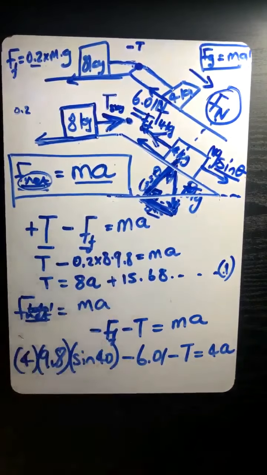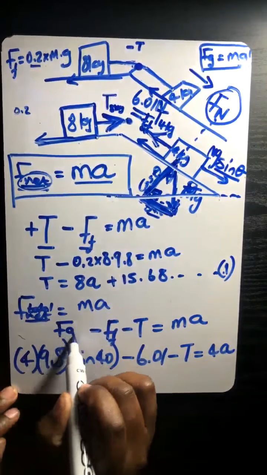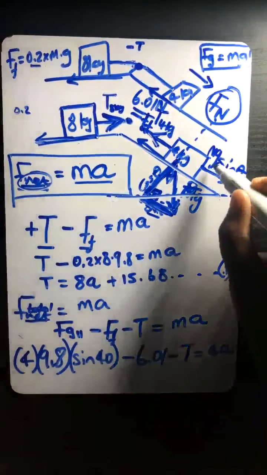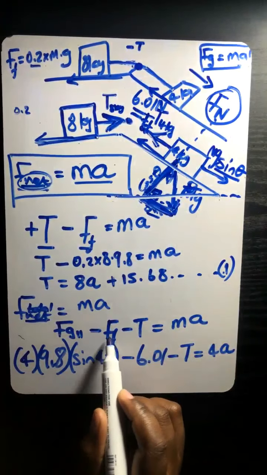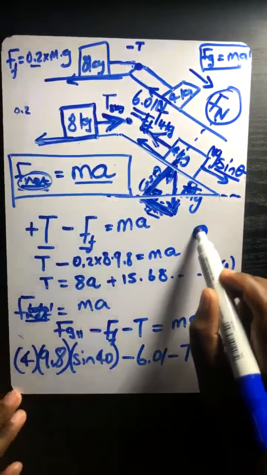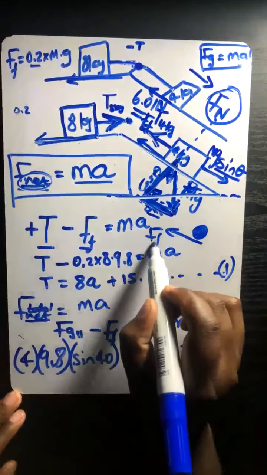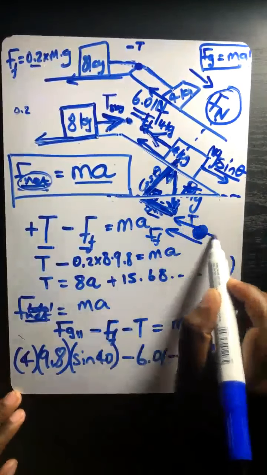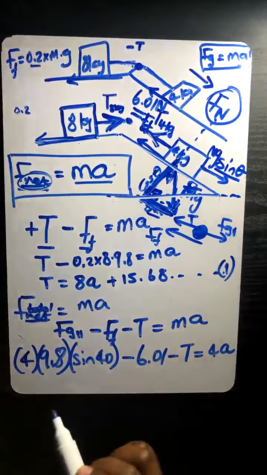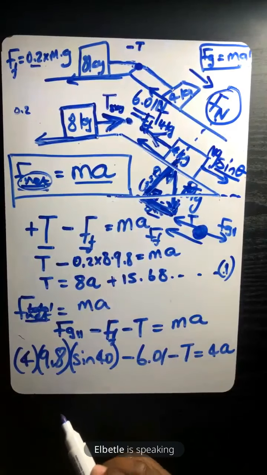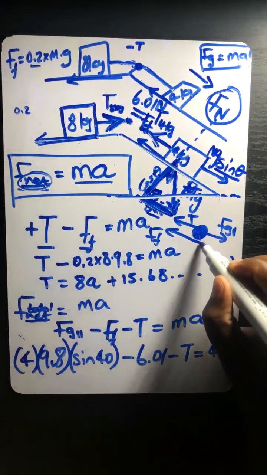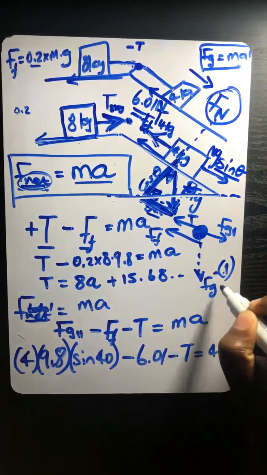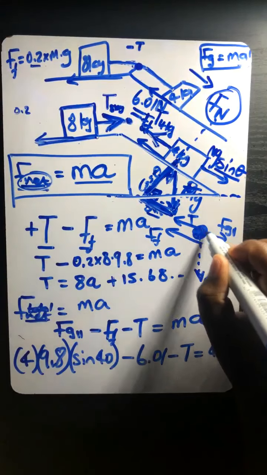Now, let me do this. So we know that FG parallel is that FG there. It's actually FG minus force of friction minus tension. So remember, for that 4 kg, we have frictional force in that direction. We have tension in that direction. We have a force of gravity parallel to the surface in that direction. Okay, when do we add the mg sine theta? We add it because as a result of force of gravity, they said this object is actually moving down the slope.